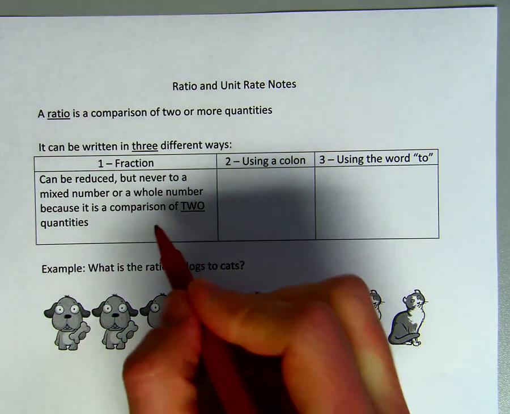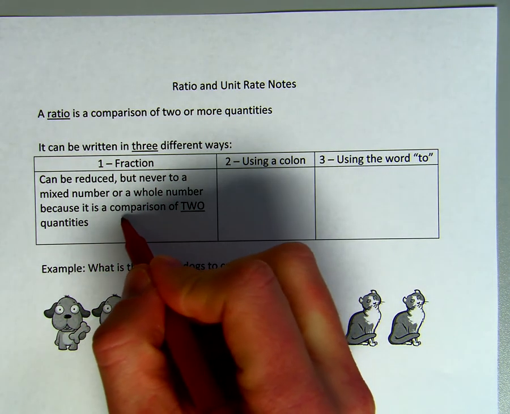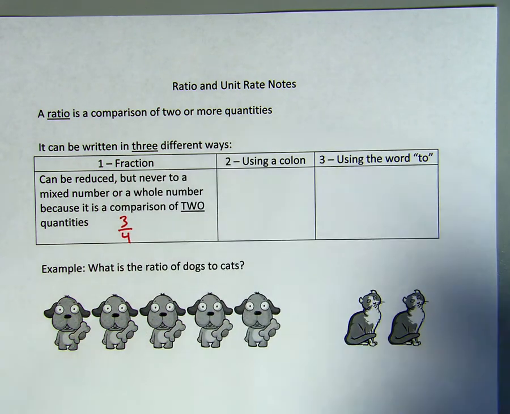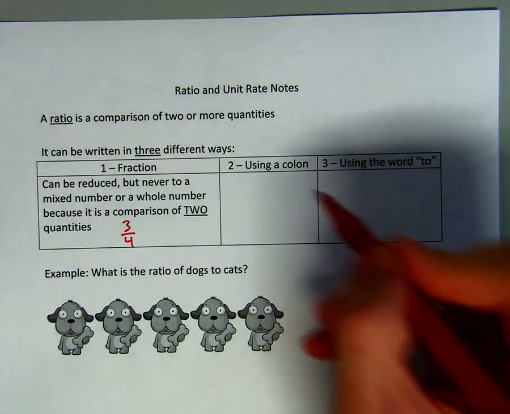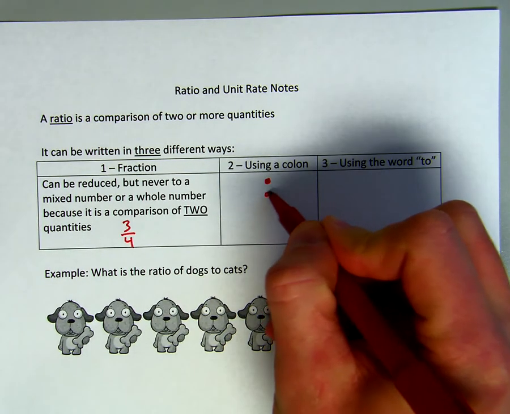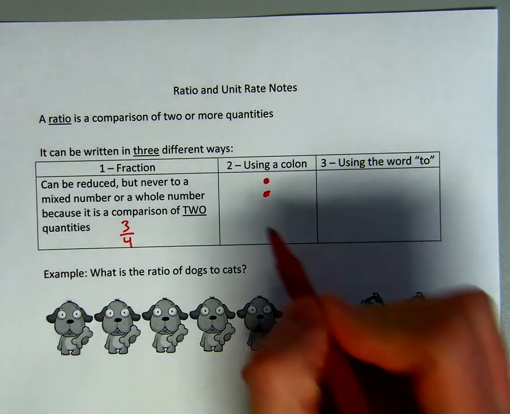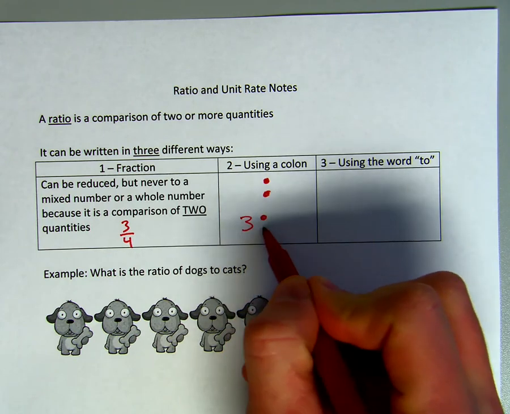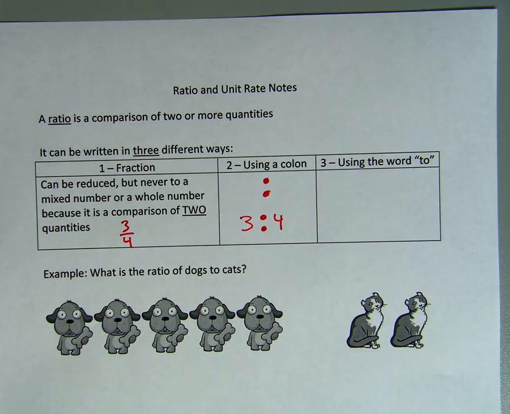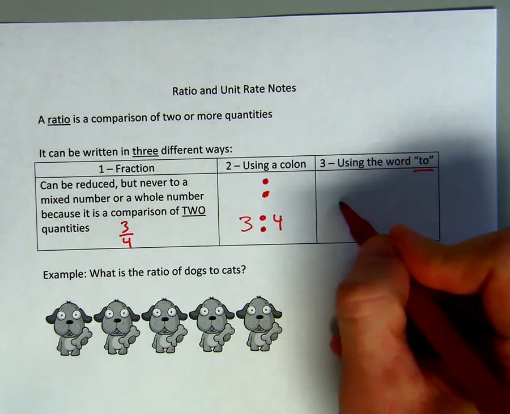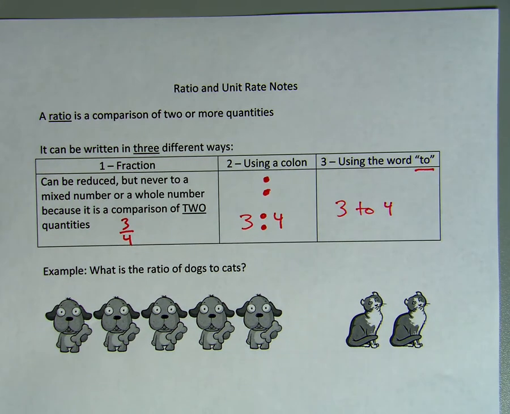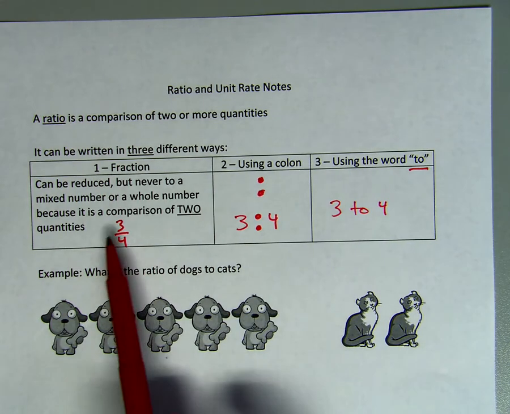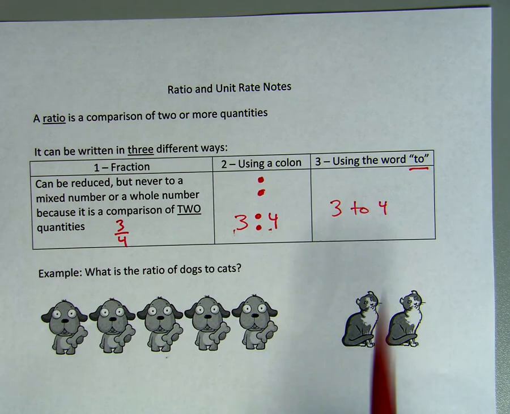So for example, if I were to compare two items, one has 3, one has 4, we'd say 3 over 4 would be the fraction we would write. The next way would be a colon. There's our example of our colon, and so when we wrote it, we'd say 3 colon 4. And the other way would be the word to. We would say 3 to 4. And these all get said pretty much the same way: 3 to 4.